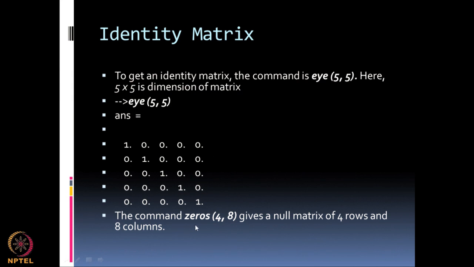Now, suppose I want a null matrix of 4 rows and 8 columns. I will just say zeros(4,8). What will this command do? It will create a matrix. This is not a square matrix, it is a rectangular matrix with 4 rows and 8 columns. So, it will give 4 rows with 8 zeros in each of the rows. So, this is a zeros matrix.